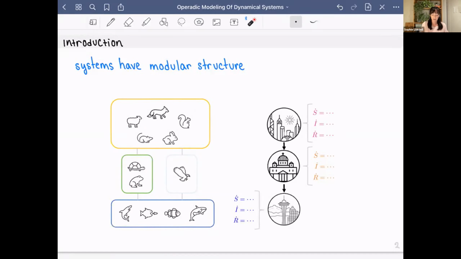Another example of this might be a multi-city SIR model, where you have many single-city SIR models. Each city has its own susceptible, infected, and recovered populations. We're thinking about an epidemiology model here. And these systems interact because people flow between cities. People move from city 1 to city 2 and city 2 to city 3. So this is the big idea of compositional dynamical systems.